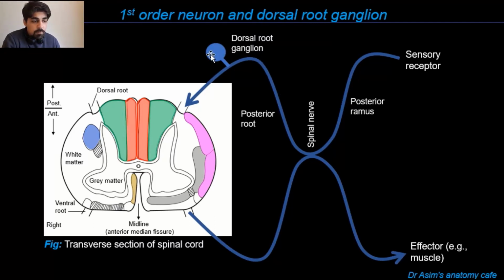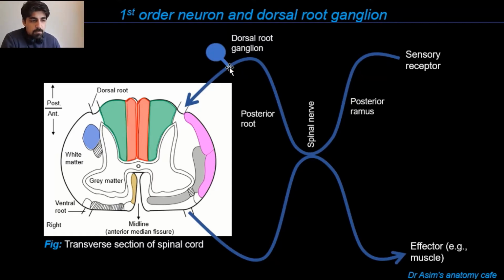Now, the cell body of the first order neuron is situated inside the dorsal root ganglion, right? Just remember the difference between a ganglion and a nucleus. The ganglion is an accumulation of neuronal cell bodies outside the CNS. So the ganglion, therefore, is a peripheral nervous system structure, and the dorsal root ganglion is the area where the cell bodies of first order neurons are going to be situated. On the contrary, the nuclei are accumulation of the neuronal cell bodies within the central nervous system. So when we talk about different cell bodies of second order neurons and third order neurons, we'll be referring to their accumulations as the nuclei, not as a ganglion.